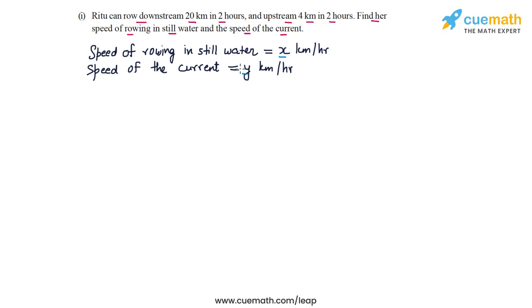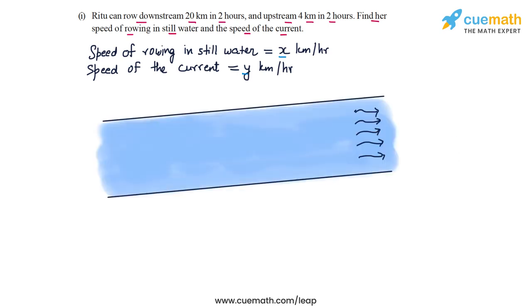Now the fundamental concept in any such problem is how the speed of the boat changes when you're going downstream and when you're going upstream. So let me show you a figure that will help you think better. Imagine that this is the river in which Ritu is rowing, and these arrows represent the flow of water, the direction in which the water flows. This direction is the downstream direction.